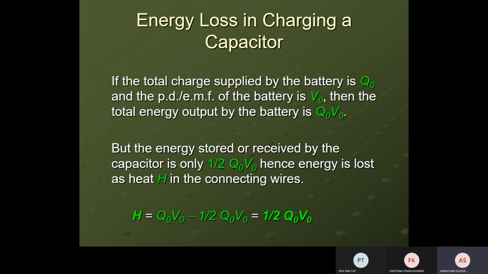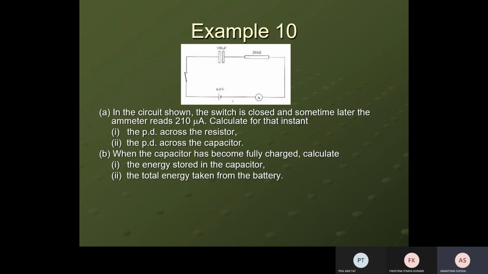Okay, we stop there. So now something new, just a little to go. Let's try this one example first. Look at this example. You have 100 microfarad, 6 volt, and you have a 20 kilo ohm resistor. You are charging the capacitor. Just get the ideas. How do you go about it? First question.